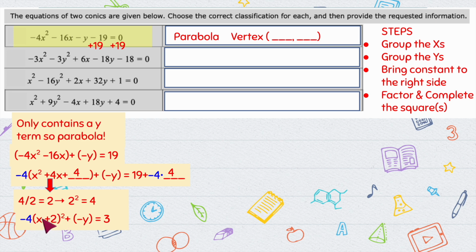And I leave that negative 4 in the front. The negative y is still here. And on this side, you can see it went down to 3 because I have 19 minus 16 when I do negative 4 times 4. So 19 minus 16 is 3.